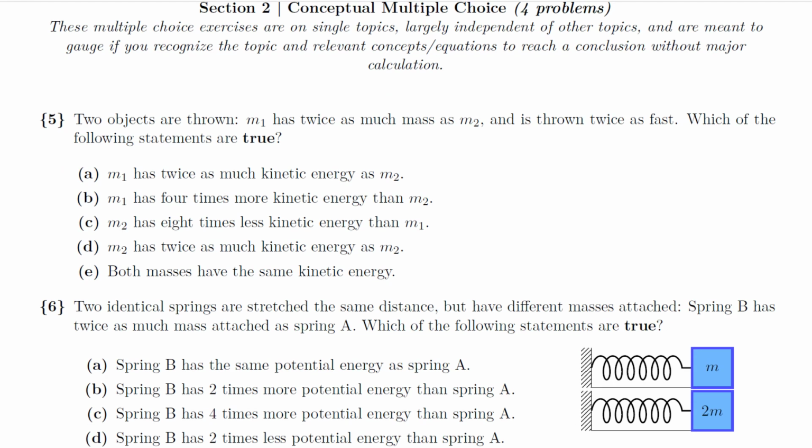So 5, 2 objects are thrown. Mass 1 has twice as much mass as mass 2 and thrown twice as fast. Which of the following statements are true? So each of these statements, if you look at them, all have to do with kinetic energy, and it's saying how much more or less kinetic energy there is. So like twice as much, 4 times more, 8 times less, or they both have the same, etc.